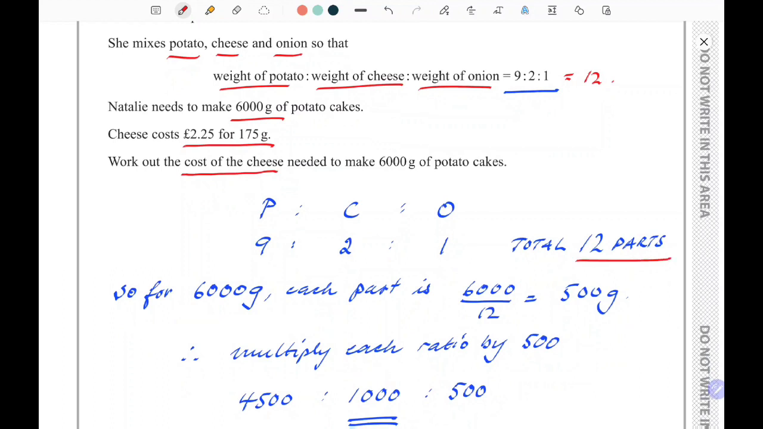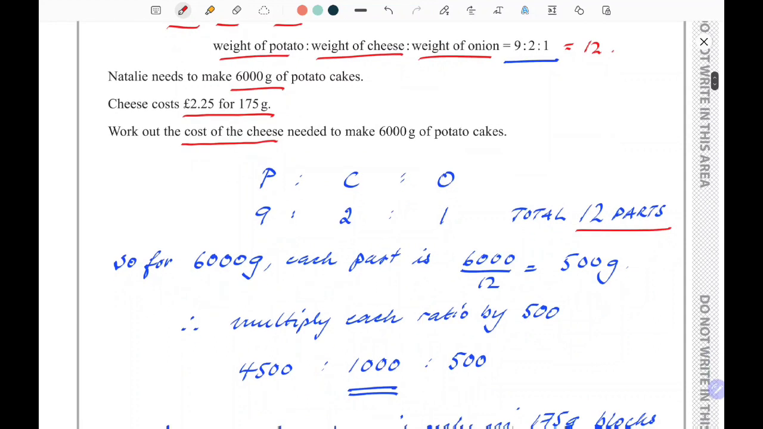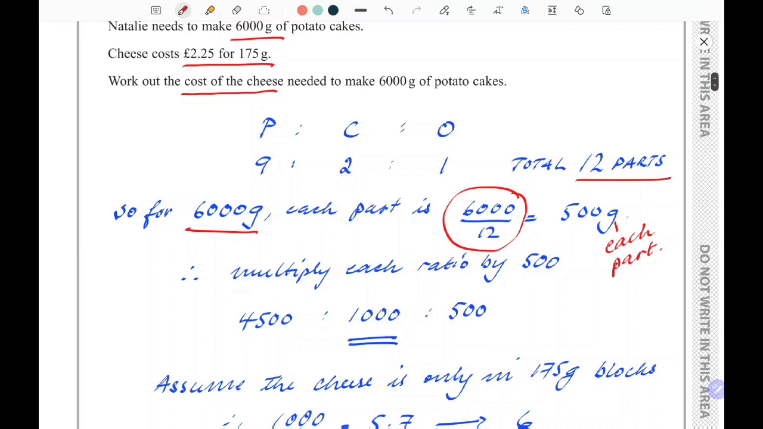So the first thing we've done, obviously, is restate the question. We know there's 12 parts, and therefore the 6,000 grams has to be divided by 12 to say that each part is worth 500 grams. Therefore, the amount of each ingredient. Now, this step, you don't need to do all of it. What we actually need is the cheese. So there's the cheese bit there.